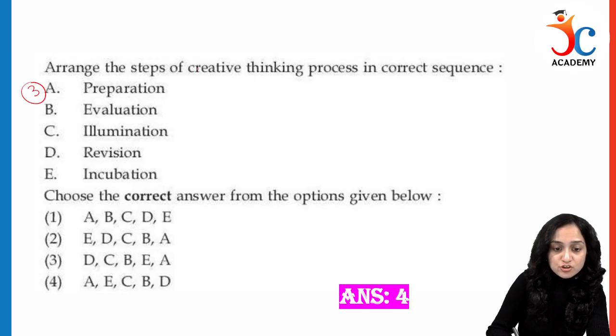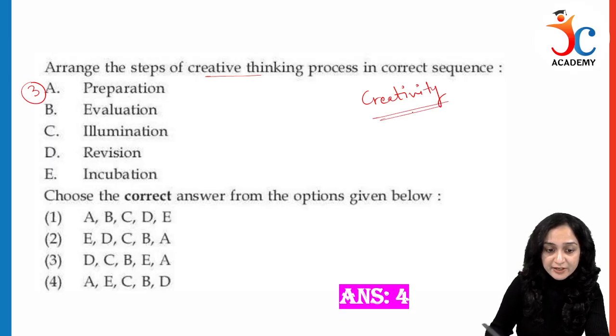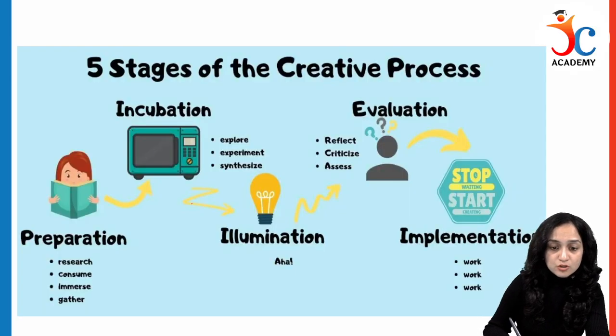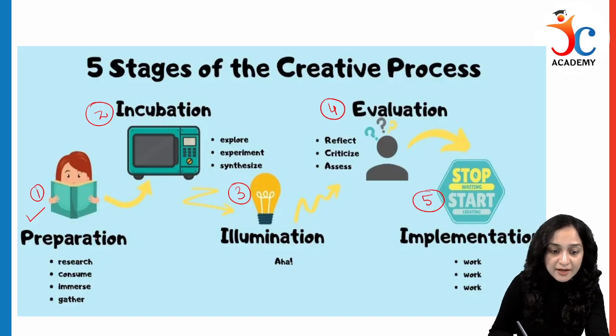Next question, arrange the steps of creative thinking in correct sequence. This is from the topic of creativity. We have to arrange the steps of creativity. The 5 stages of creative process are preparation first, then incubation, illumination, evaluation, and implementation. In preparation stage, we research the given problem. We immerse ourselves and gather the information.